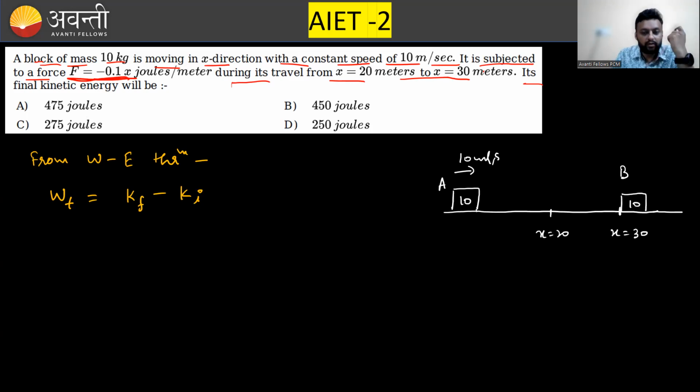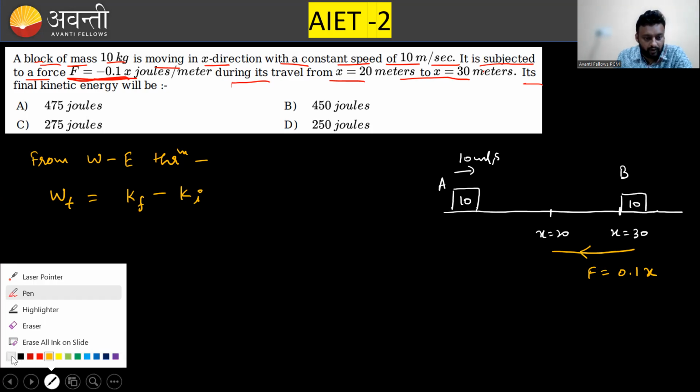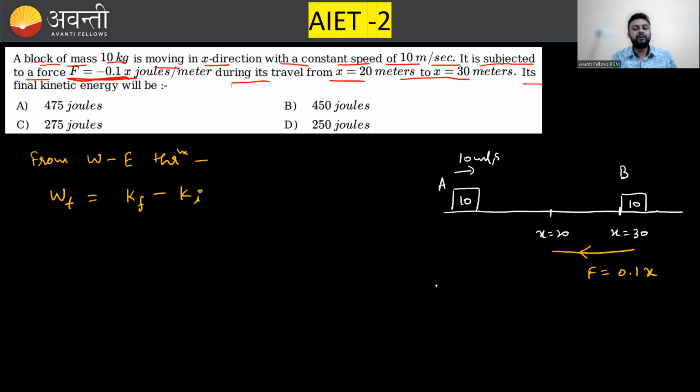Now, what you need to do is calculate the total work done. From where to where? Force is applied from 20, only in this duration, force is applied. And how much force? Minus 0.1 x. Clear? This is the force. Now, this is a variable force, so work done will be calculated using integration. So how will you calculate the work done? Work done will be the integration of force. Force is minus 0.1 x dx. This is work done. From where to where?